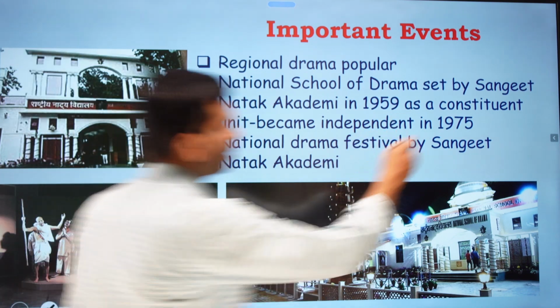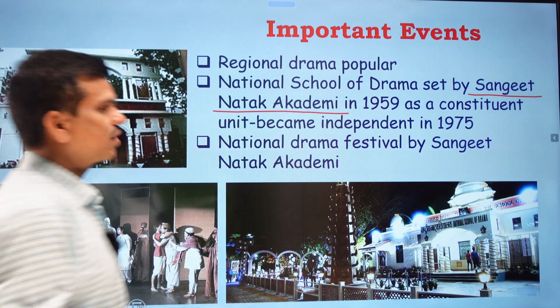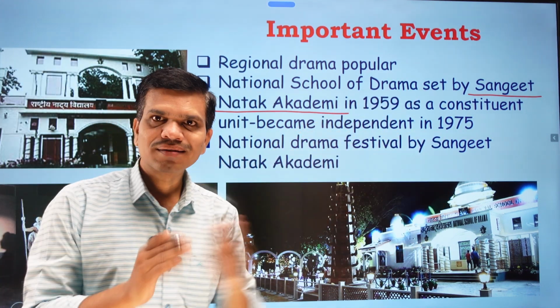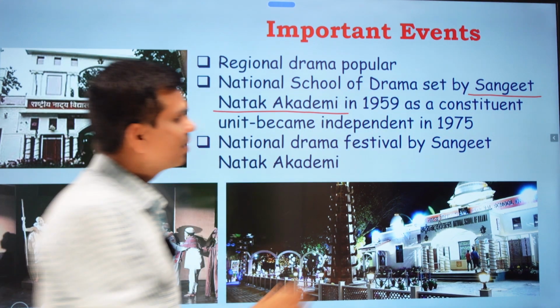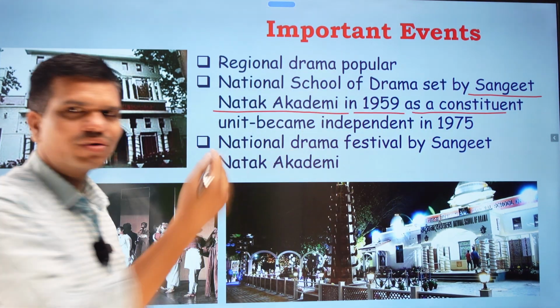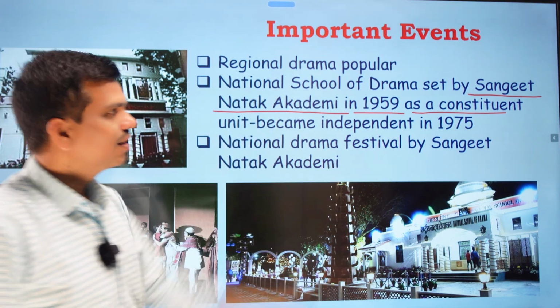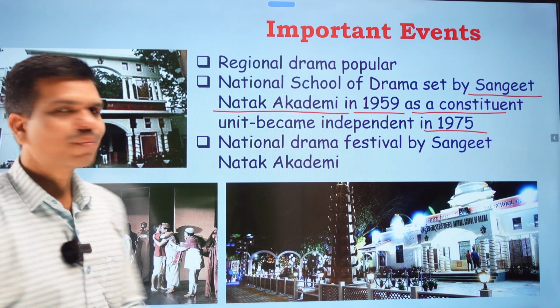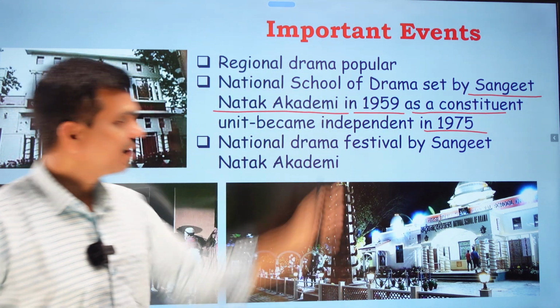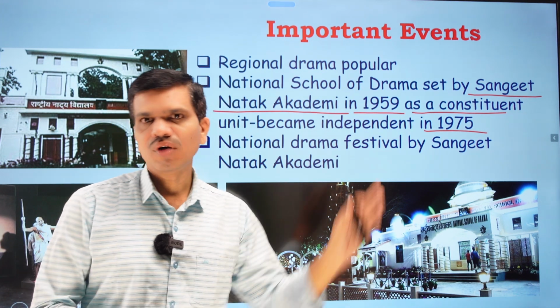There was already an academy called Sangeet Natak Academy, and within that Sangeet Natak Academy the National School of Drama was established in 1959. It is a constituent unit of the Sangeet Natak Academy. After a few years, in 1975, this National School of Drama became independent, and it gained very great importance in the field of drama.